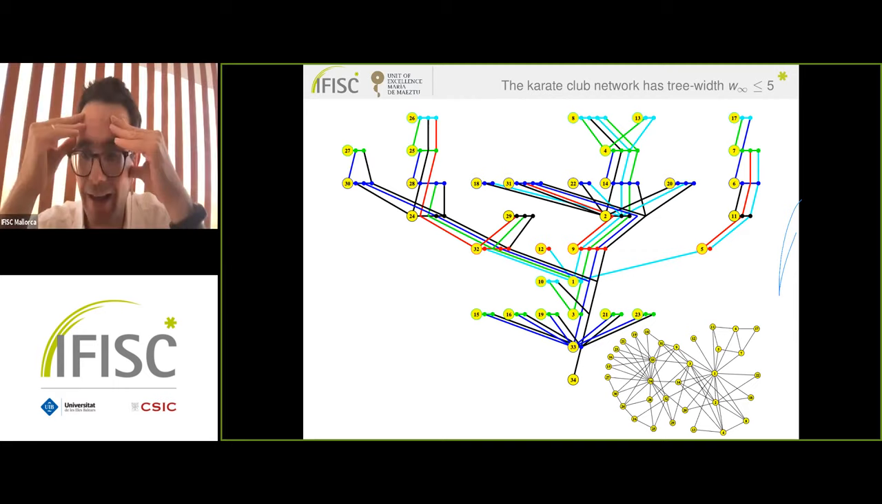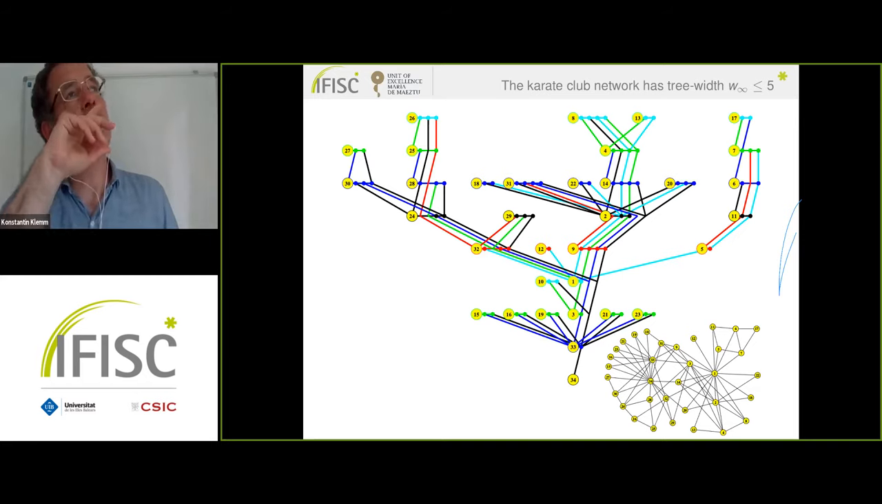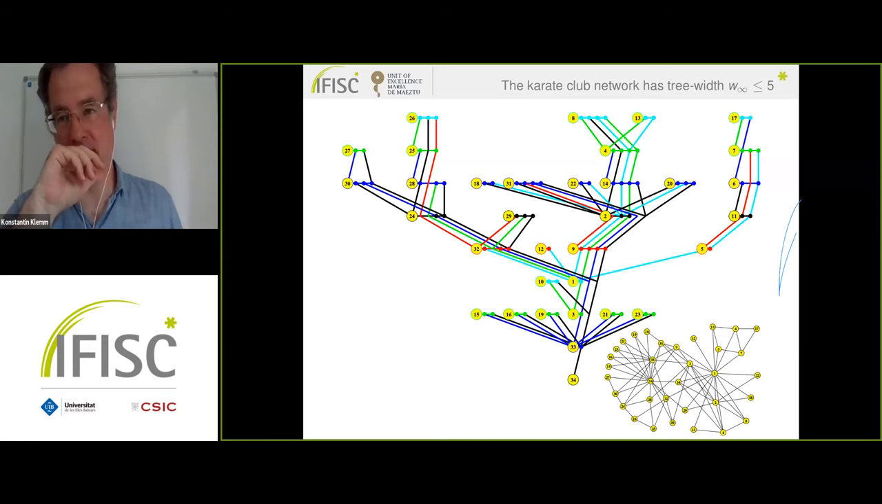Okay. Alex has the hand up, as far as I can see. Alex Hartmann. Yes, that's right. I have another question. Is it known for Erdős-Rényi random graphs how the tree width scales with the system size? Probably, but, well, I don't know. I haven't read it.